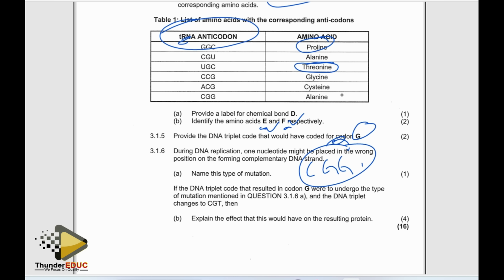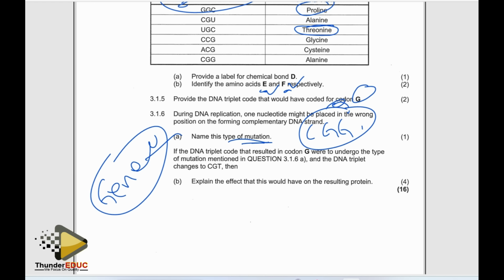I told you this one, they're always bringing it and you're always failing it. Okay, forming DNA strand. Name the type of mutation. Since this is the base, it becomes gene mutation. This paper is full of genes. Sorry, it's full of mutations. Okay, let's continue.